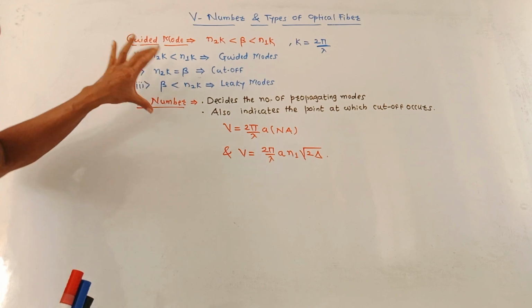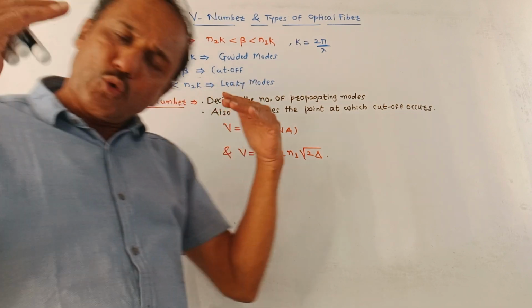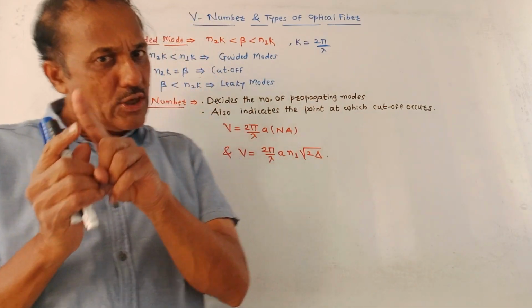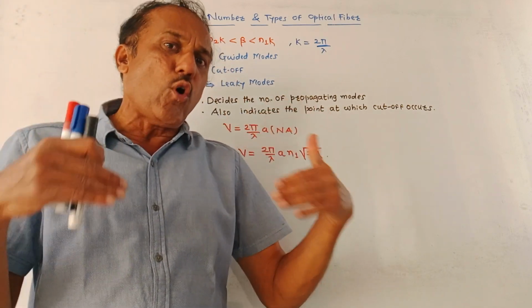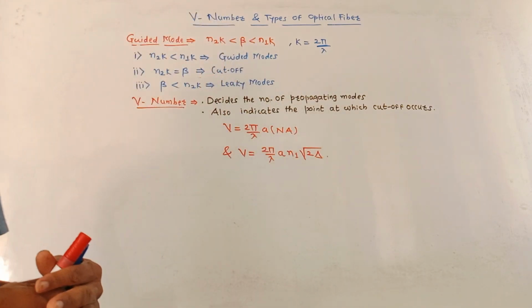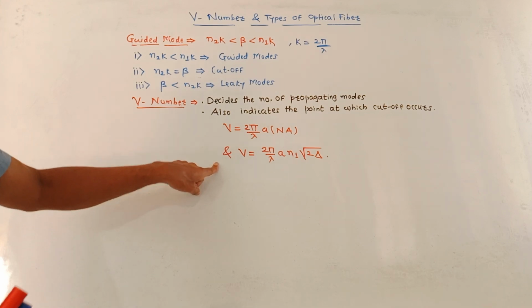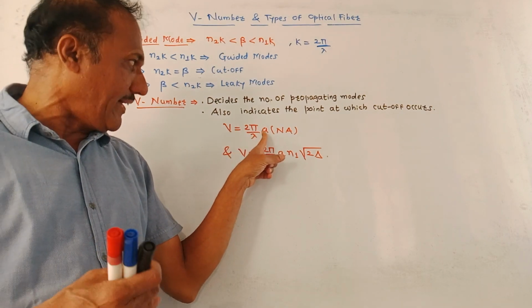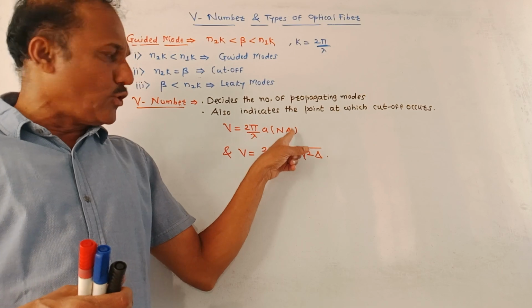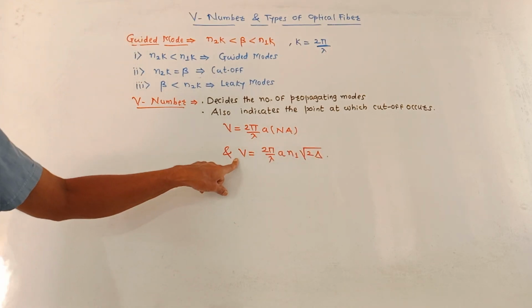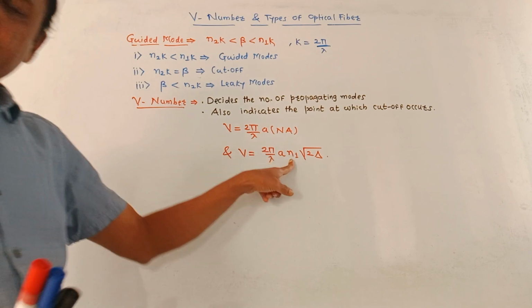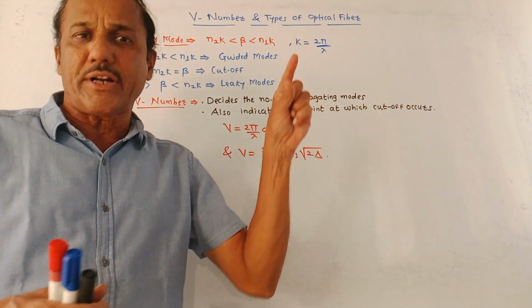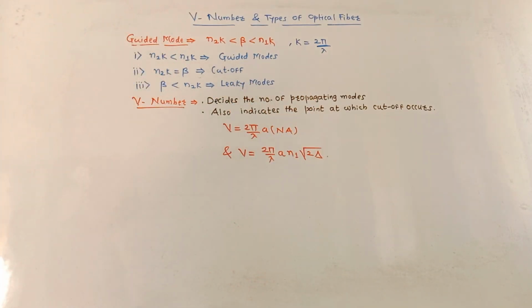Then V number. This is a particular number which decides the total number of propagating modes inside the fiber optic cable. This number also gives the value of a point after which the cutoff condition starts. These are the mathematical equations of the V number. First, V is 2 pi by lambda times a times NA, where a is the radius of the core layer and NA is the numerical aperture of the optical cable. Another formula is V is 2 pi by lambda times a times N1 times square root of 2 delta, where N1 is the refractive index of core and delta is the relative refractive index difference between core and cladding.